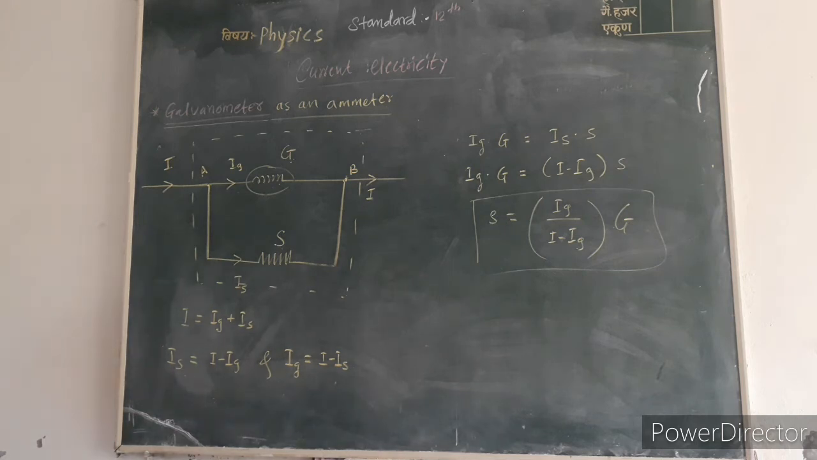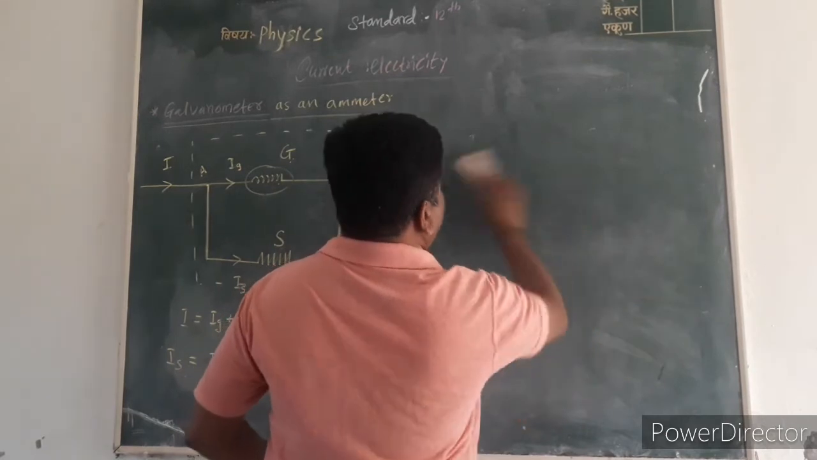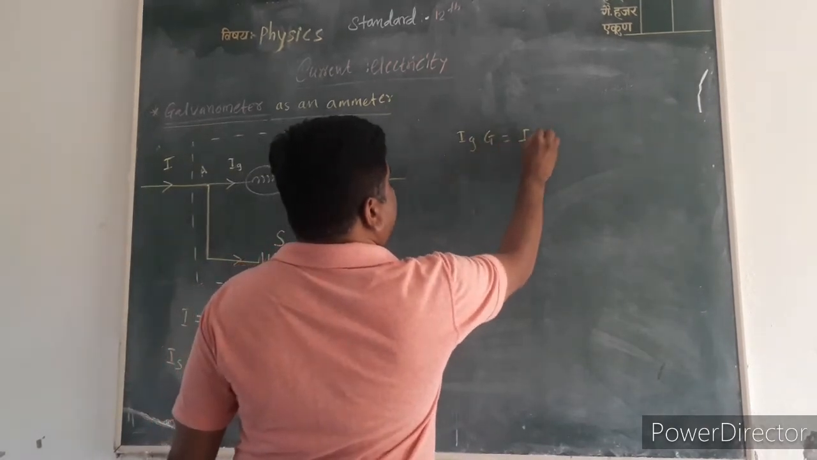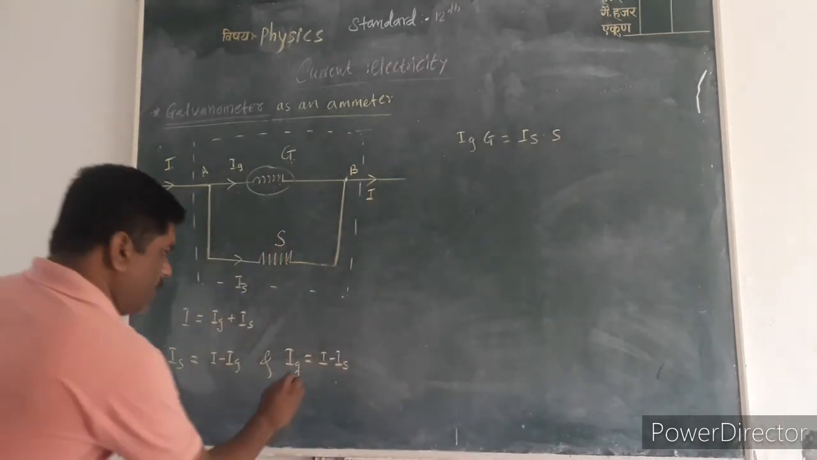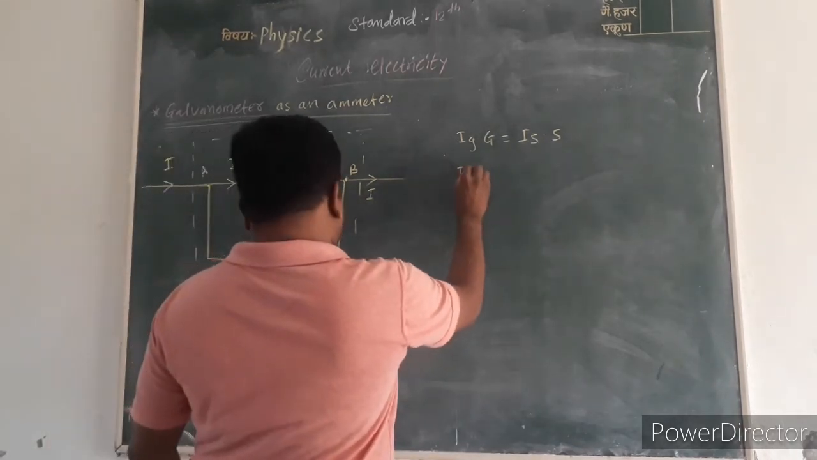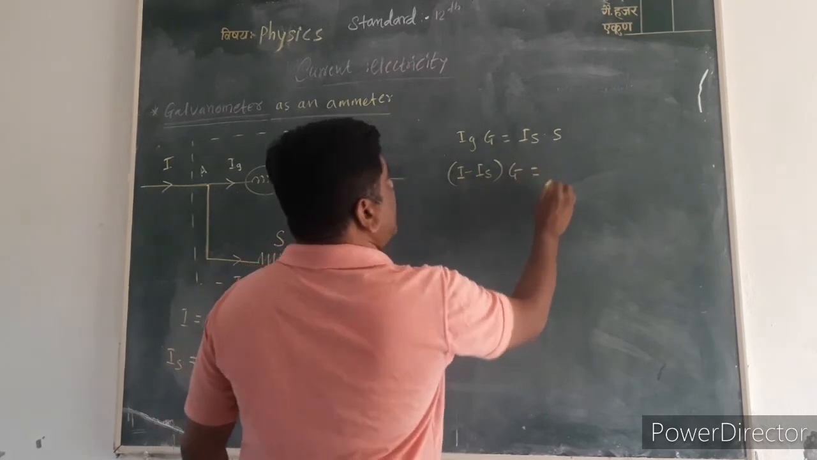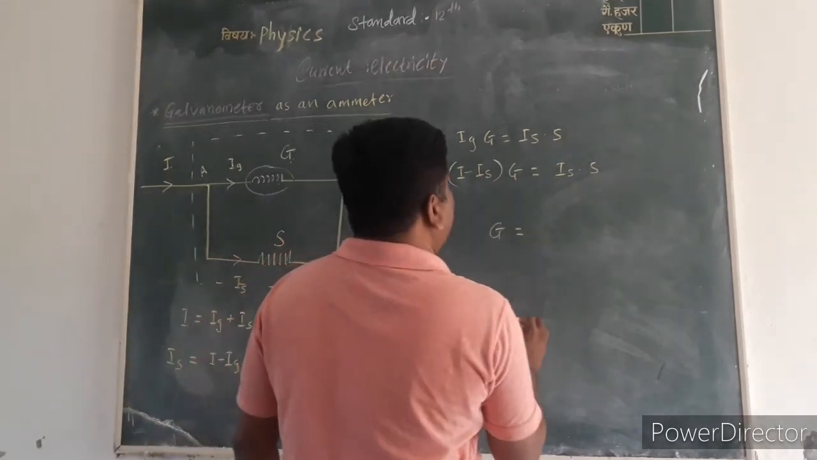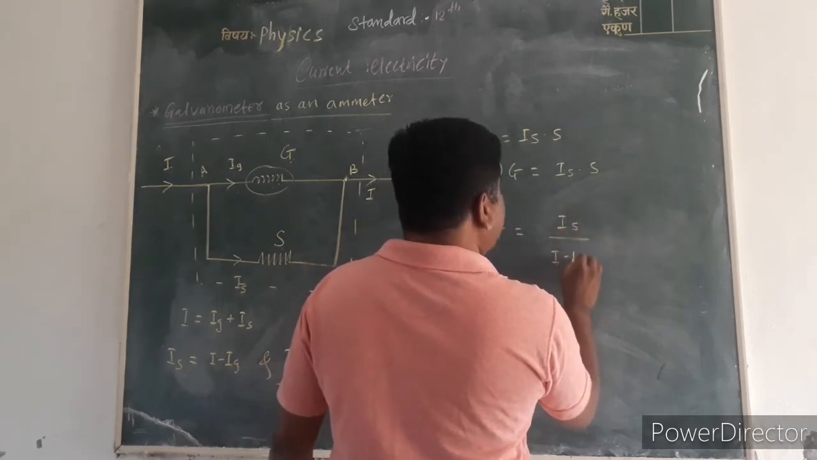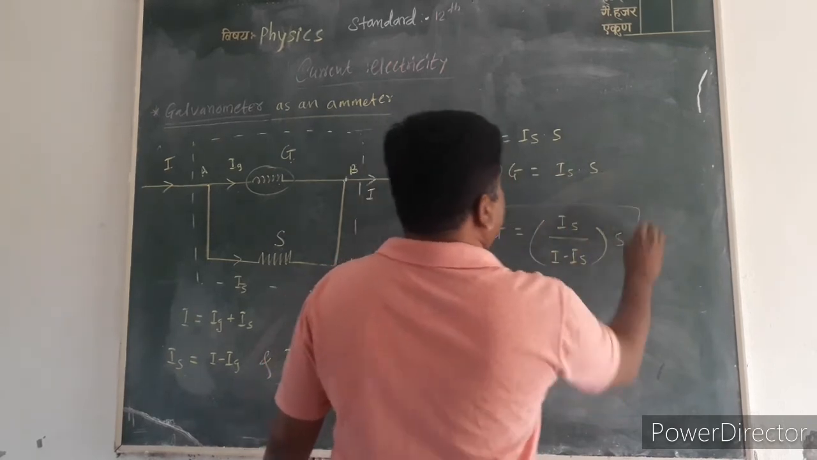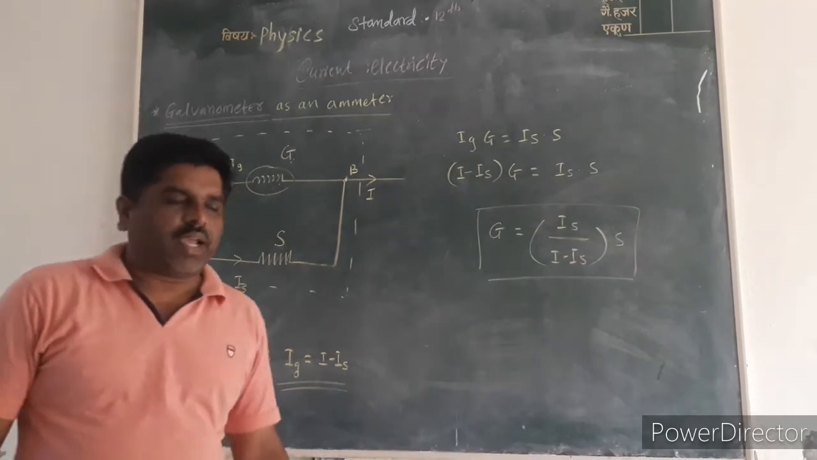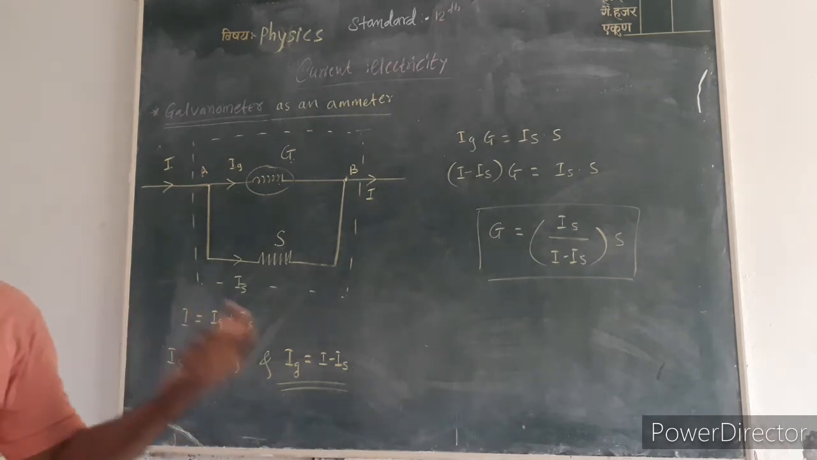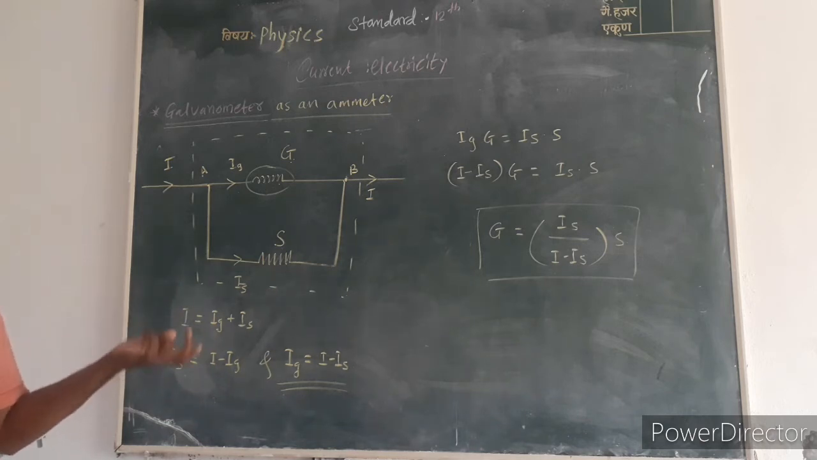Also, Ig into G is equal to Is into S. Using this equation, the value of Ig is I minus Is, so I minus Is into G is equal to Is into S. Therefore, we get the value of G is equal to Is divided by I minus Is into S. This is another equation, and using this equation we calculate the resistance of galvanometer.